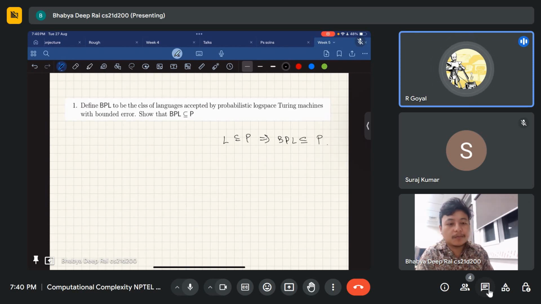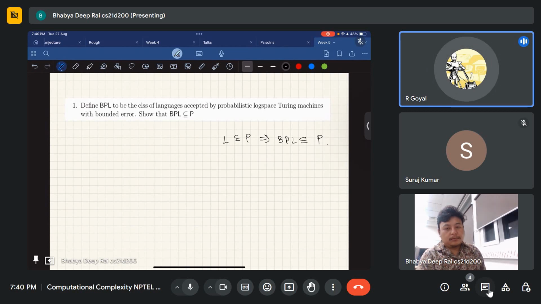It would follow because for P, the strings which are part of the language are getting accepted with probability 1, and those not part of the language are getting accepted with probability 0. And in the case of BPL, the strings which are part of the language are getting accepted with probability greater than half, and those not part of the language with probability less than half.